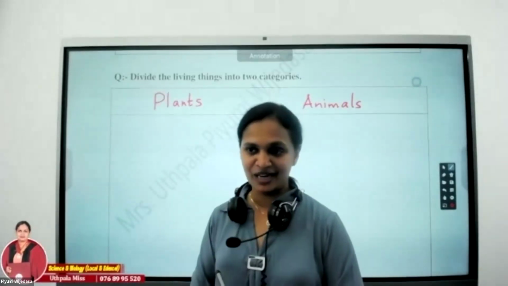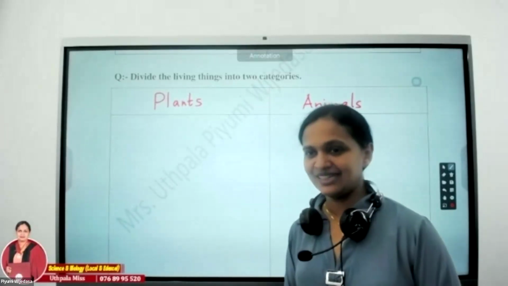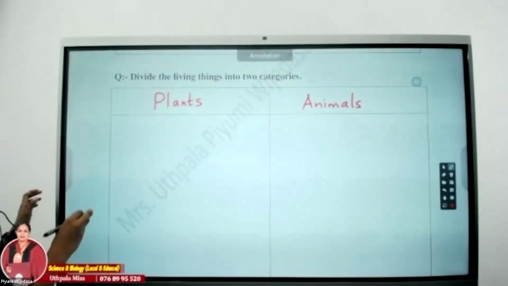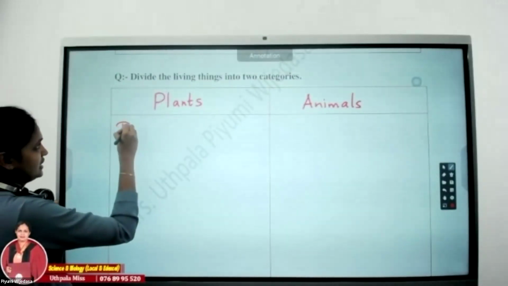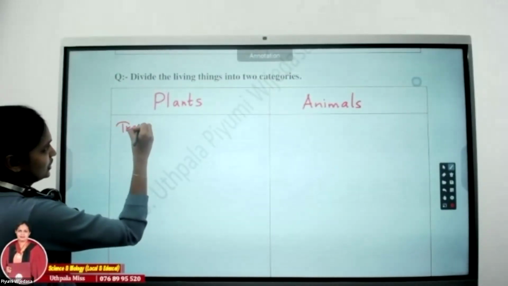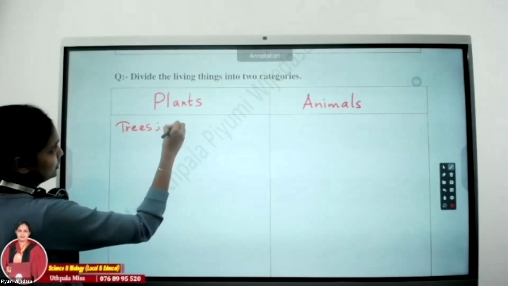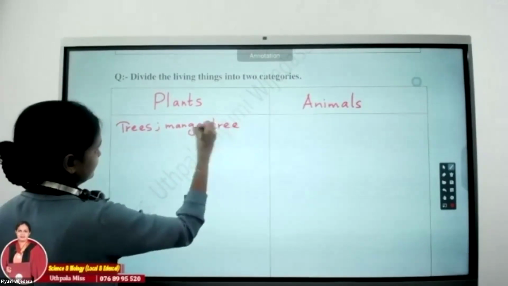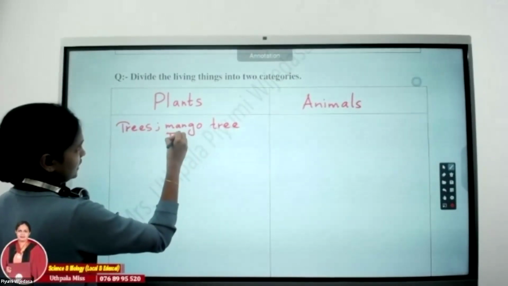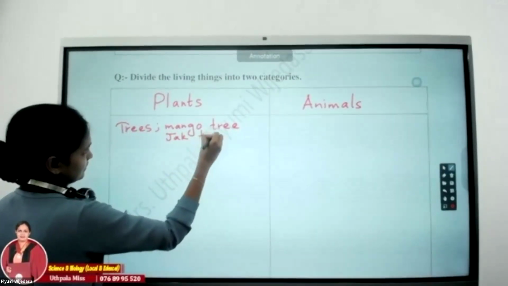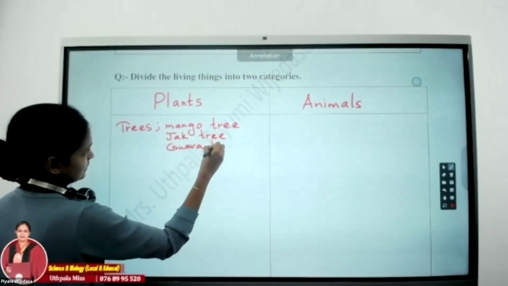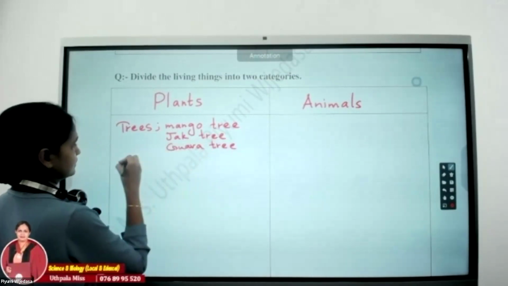We have only divided them into two so far. Right? Then another. So what are the plants that you mentioned? You mentioned mango tree, jack tree, bushes.